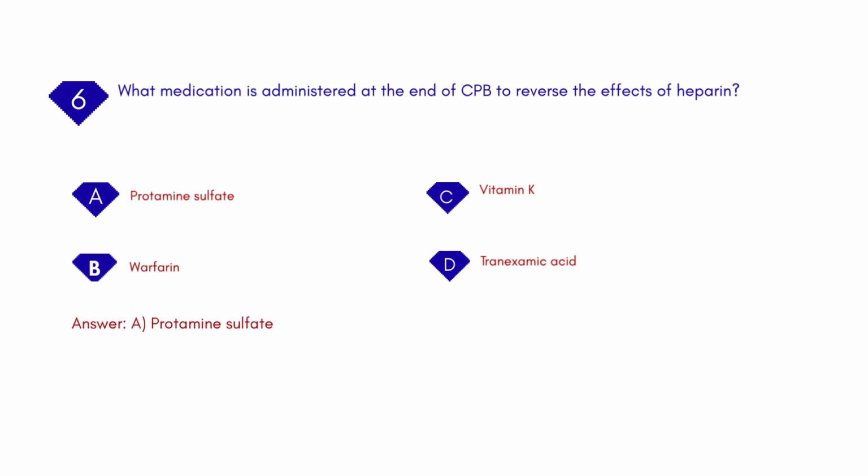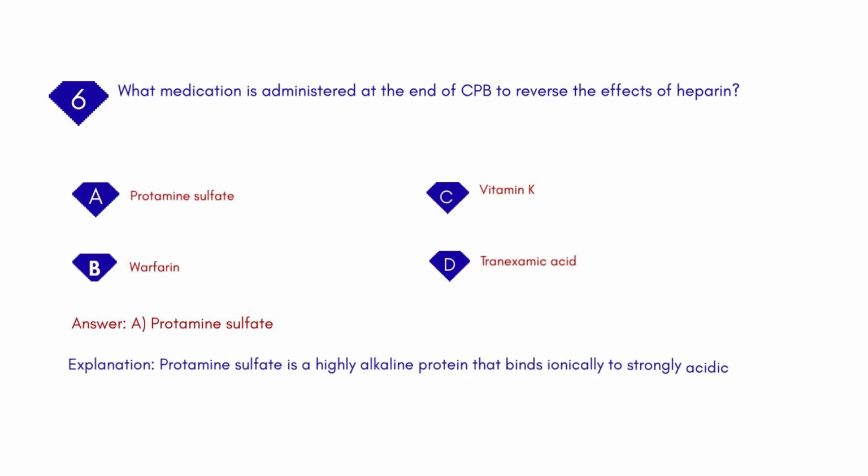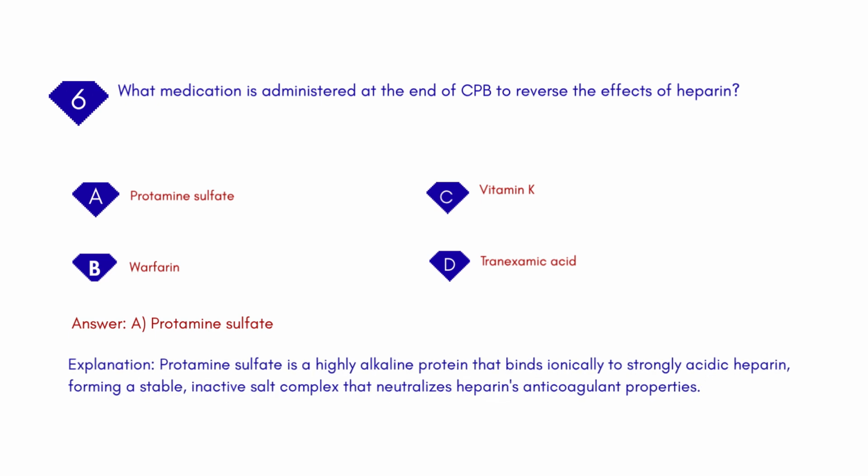Answer: A. Protamine sulfate. Explanation: protamine sulfate is a highly alkaline protein that binds ionically to strongly acidic heparin, forming a stable, inactive salt complex that neutralizes heparin's anticoagulant properties.